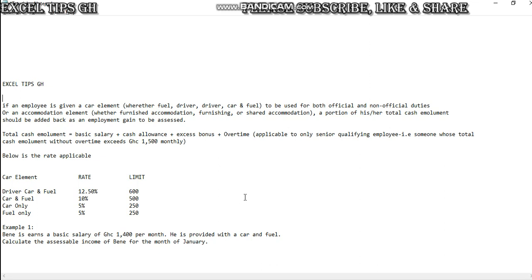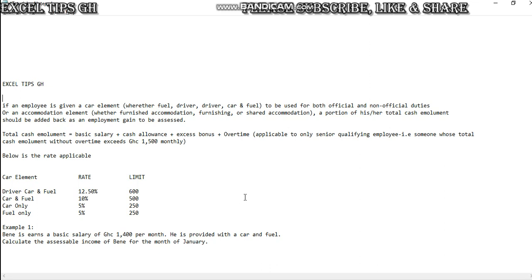However, the charge or what is to be added back shouldn't exceed 600 cedis if it is car, driver and fuel. And then if the employee is given only car and fuel, we are going to charge 10% on the person's total cash emolument, and that 10% should also not exceed 500 cedis. If the employee is given car only or fuel only, we only charge 5%, and then that 5% shouldn't exceed 250 cedis. Based on this, we are going to solve one example.